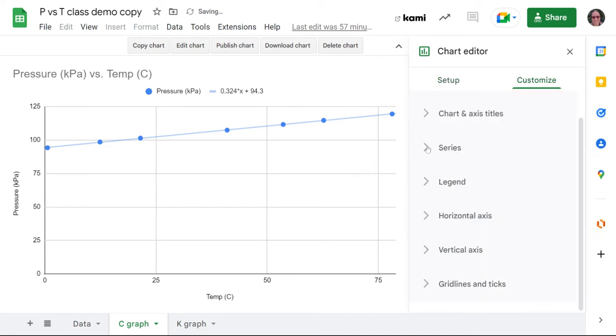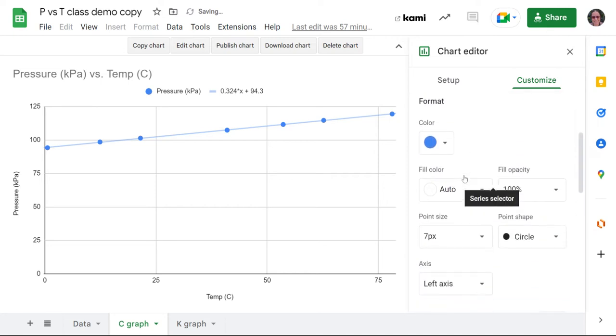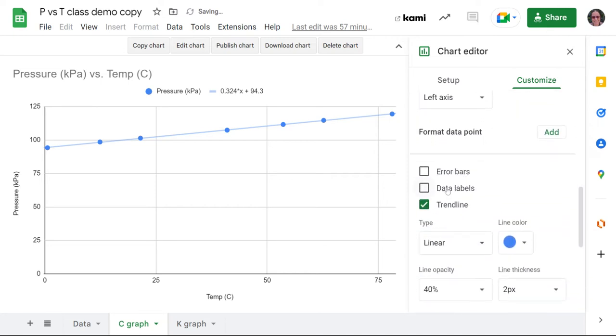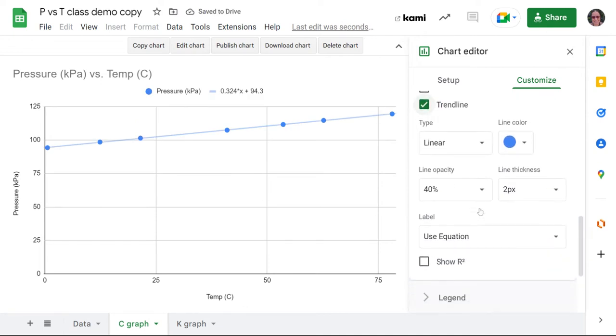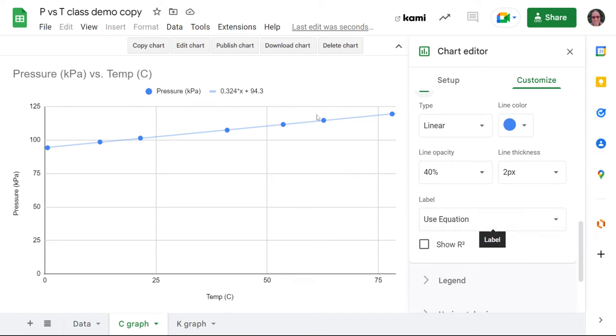Then under Customize and Series and scrolling down, this is where you add the trend line, and it is a linear trend line this time. And under Labels, say Use Equation, because this is where our equation is, and we do need to use the equation today.